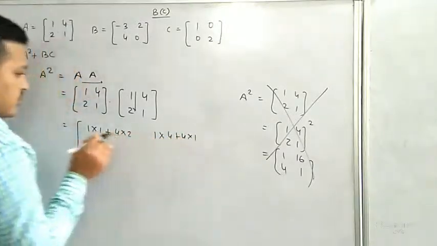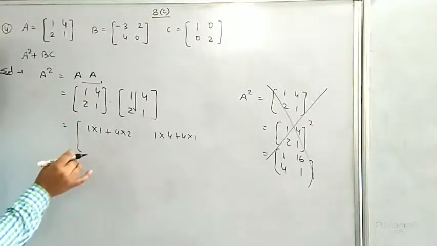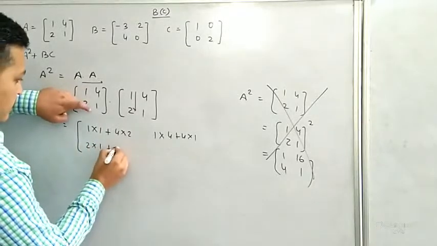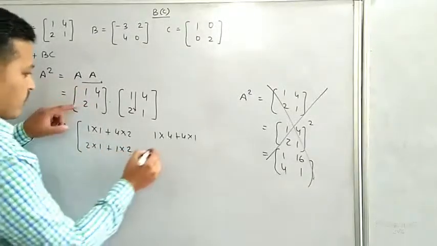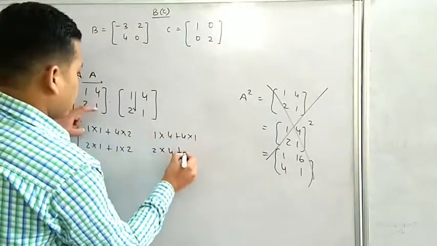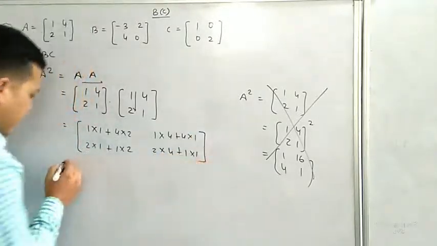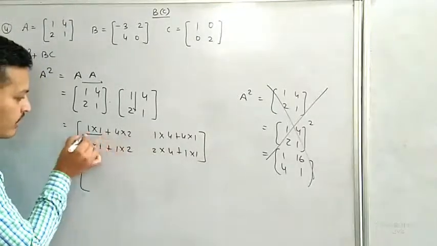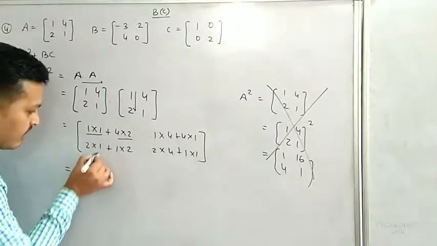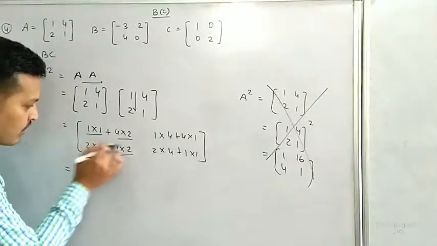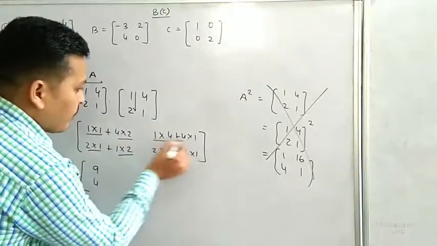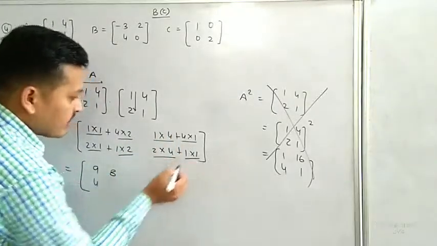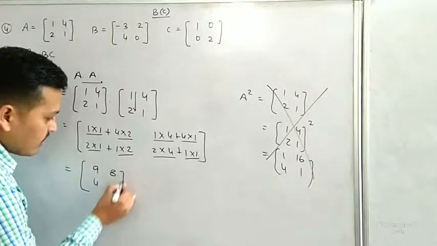plus 4 into 1. And I request those who are watching this for the first time, please watch the previous video on multiplication. Next, 2 cross 1 plus 1 cross 2, next 2 cross 4 plus 1 cross 1. And now you are the master of matrix multiplication. 4 2s are 8, 1 1 is 1, 8 and 1, 9. 2 1 is 2 and 2 1 is 2, 2 and 2, 4. Next, 4 1 is 4, 4 and 4, 8. Next, 4 2s are 8, 1 1 is 1, 8 and 1, 9. So this is the product here.